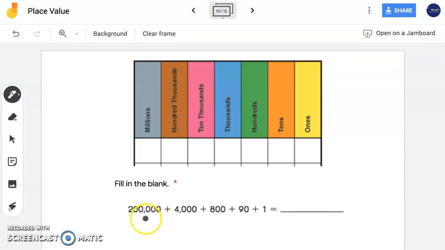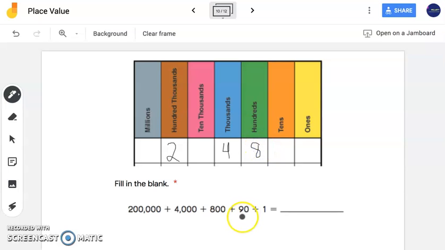Now here we see that we have 200,000. That's telling me the value of the digit in my 100,000s place is 2. So I need to find the 100,000s place, and I'm going to write my digit 2. Then I have 4,000. I need to find the thousands place. And that's telling me the value is 4,000. That means that digit in my thousands place is 4. Now here I have my hundreds place. I notice here I have 800 is the value of the digit in my hundreds place. So that digit is an 8.